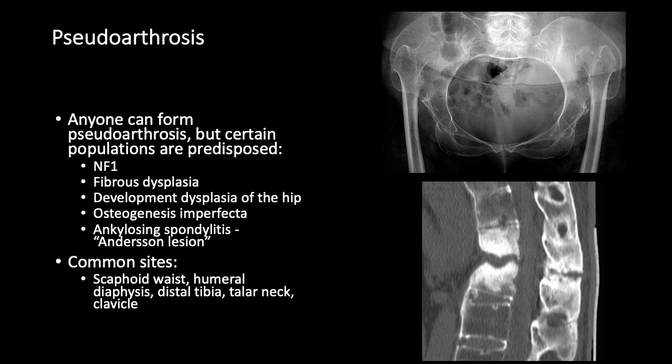Anyone can undergo pseudoarthrosis, but certain populations are predisposed. Some common sites include the scaphoid waist, humeral diaphysis, distal tibia, talar neck, and clavicle.